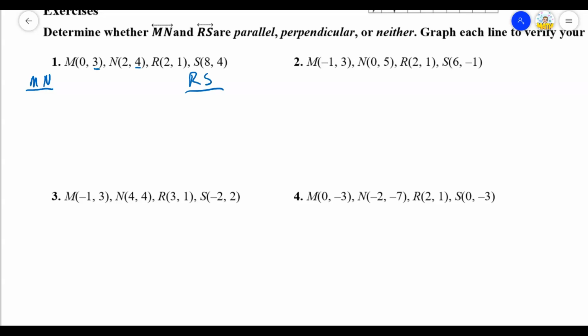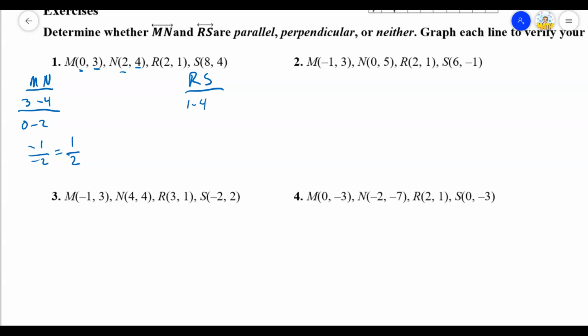The slope of MN is going to be 3 minus 4, right? I subtract, and then in the denominator, we subtract the x's, which would be 0 minus 2. So I get negative 1 over negative 2, which is positive 1/2. In order for them to be parallel, the slope of RS would have to be 1/2. In order for them to be perpendicular, the slope of RS would have to be negative 2. So let's see what the slope of RS is.